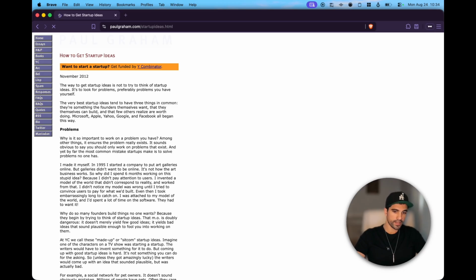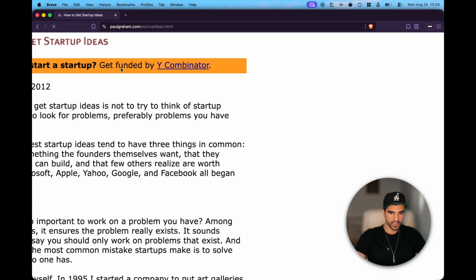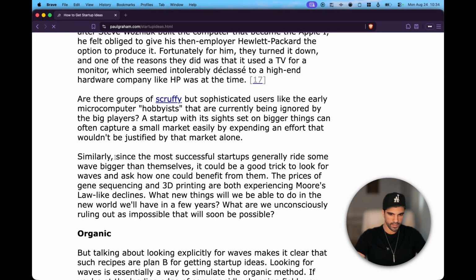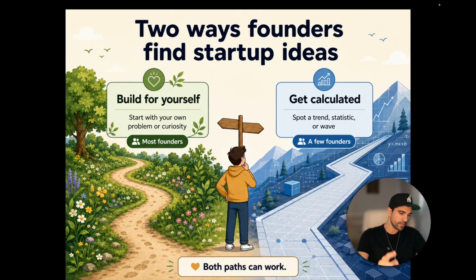This takes us back to Paul Graham and his mega famous essay, How to Get Startup Ideas. In it, he has this interesting quote: since the most successful startups generally ride some wave bigger than themselves, keep that in mind, it could be a good trick to look for waves and ask how one could benefit from them. That is the calculated Bezos path. If the calculated path calls to you, here are a few people you might find interesting.